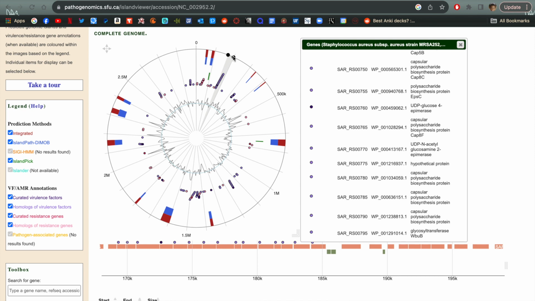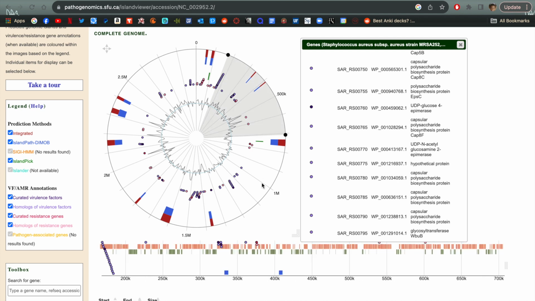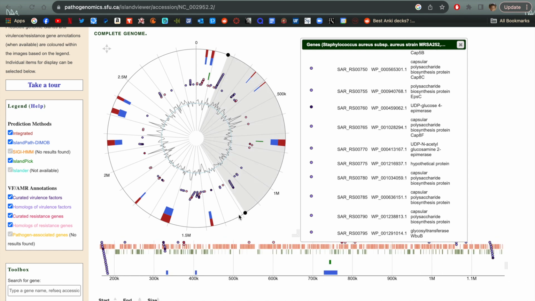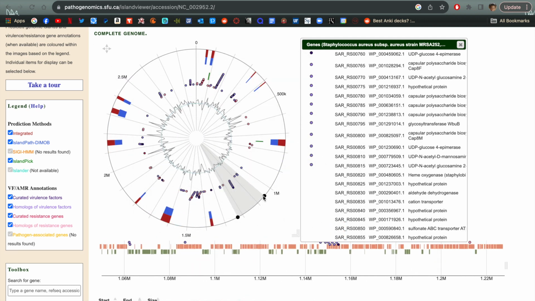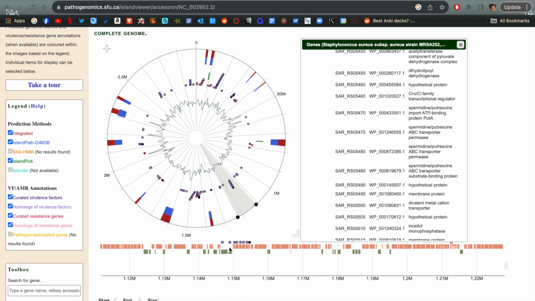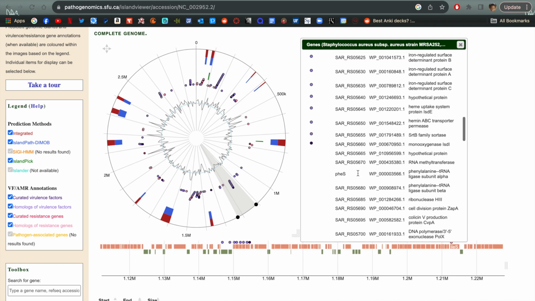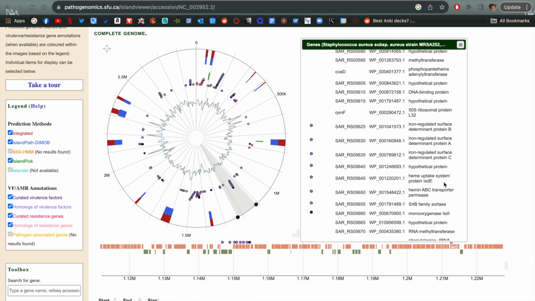But anywhere along the genome you can go and click, and you'll be able to find more. You could just move this down and you can literally look at the entire genome. And you can find more instances where we have some proteins that may contribute to virulence or pathogenicity.